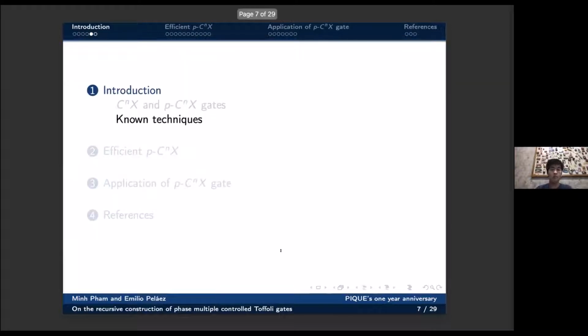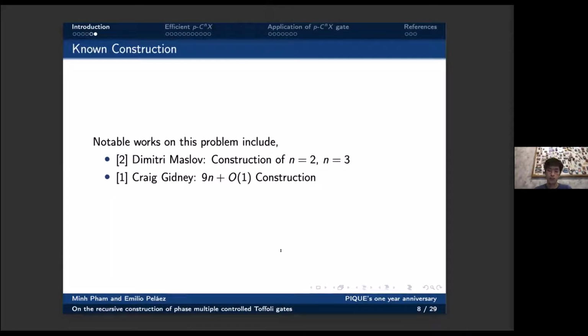So with that in mind, we get into the known techniques on the problem. Researching the literature around this problem, I think there hasn't been a lot of research into this, and that's why we're really interested in it, because it has a lot of potential in applications. The reason we're interested in the relative phase gate is because its implementation cost, whether it's CNOT cost or T cost, is lower than that of the normal Toffoli gate. So we have Dmitri Maslov, who does the construction of n equals 2 and n equals 3. And we also have Craig Gidney, who came up with a 9n plus a constant factor construction for the relative phase.